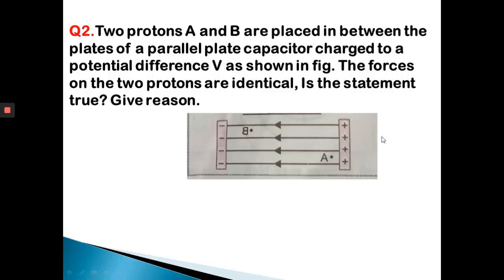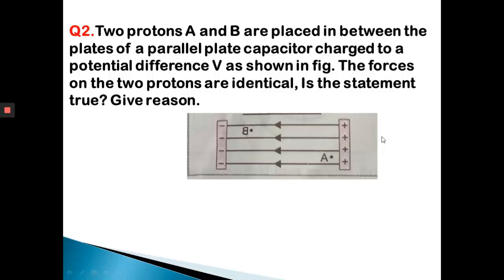The plates are charged to a potential difference V. So potential differences are there between the plates. So here the direction is showing the electric field. Which kind of electric field it is? It's a uniform electric field, because it's parallel lines. So it is uniform electric field. We should find out the forces on the two protons, whether they are identical or not.